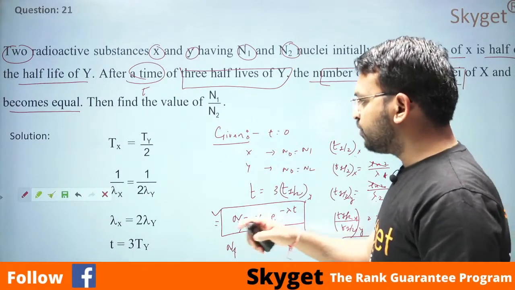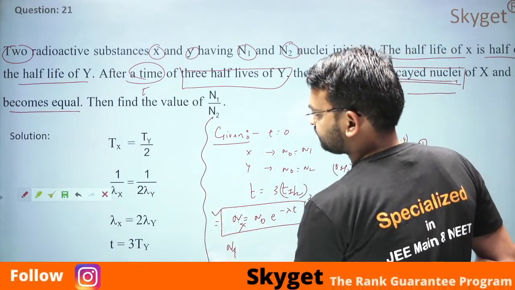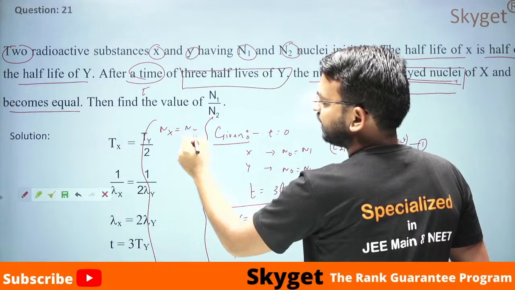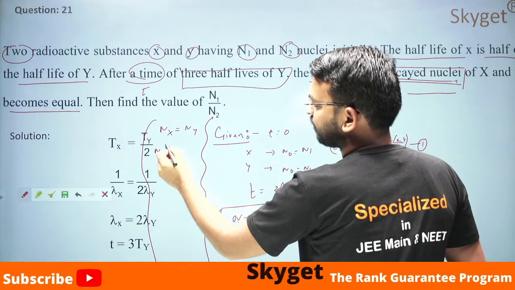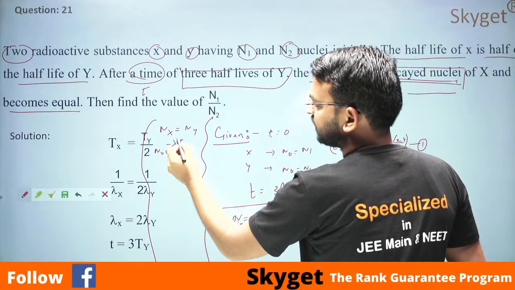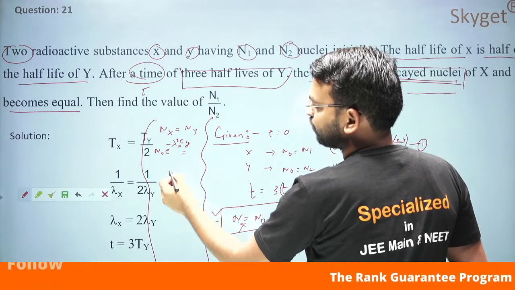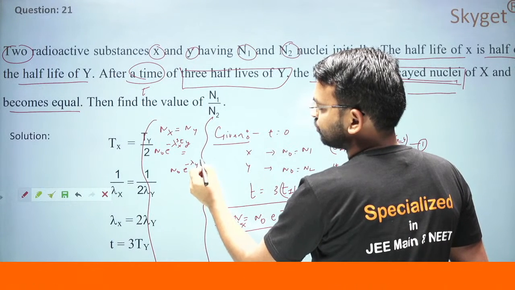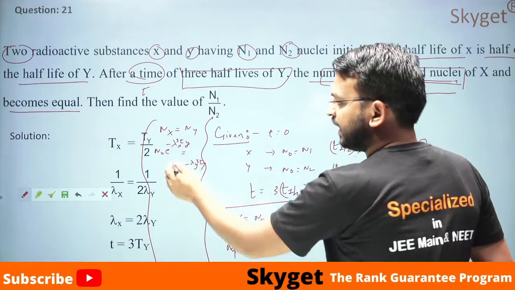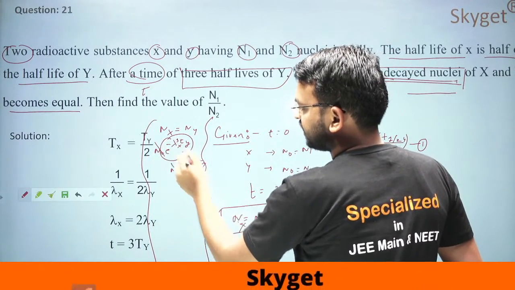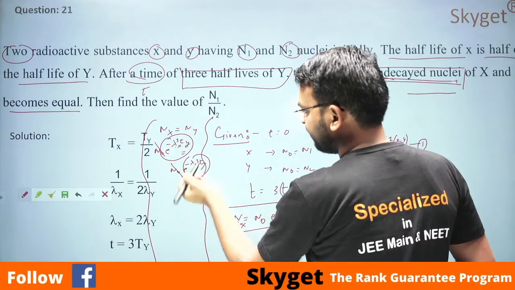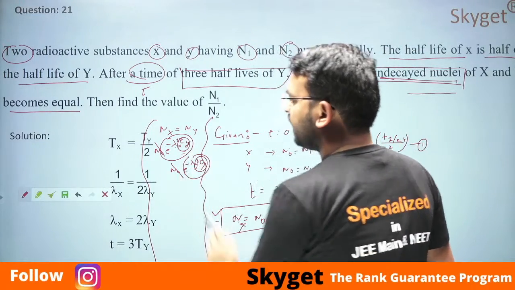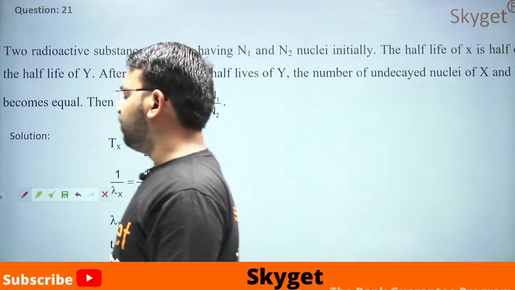So if these two are equal, I can say that N_X is equal to N_Y. It means N naught into e to the power of minus lambda_X into 3 half-lives of Y is equal to N naught e to the power of minus lambda_Y into 3 half-lives of Y. Then N naught cancels out. You will be able to find the relation here, because lambda_X and lambda_Y we have already found the relation, and the 3 half-lives is also given, and after solving this you will be able to find your answer.